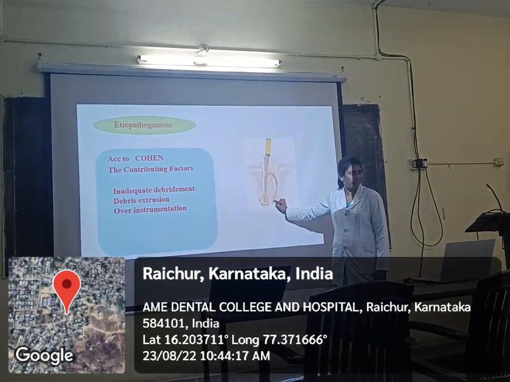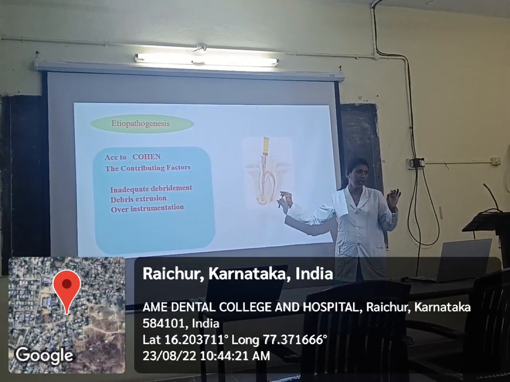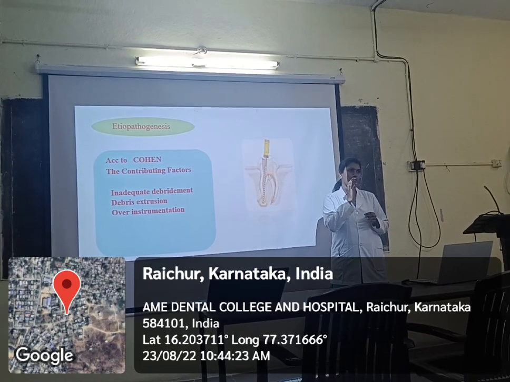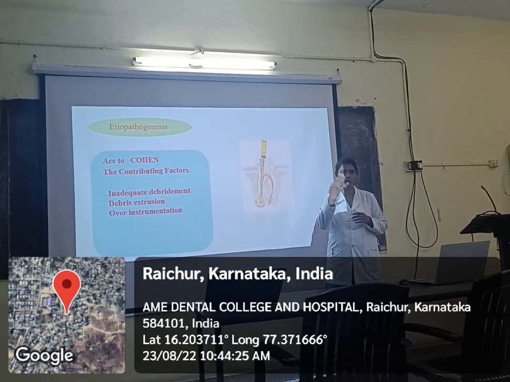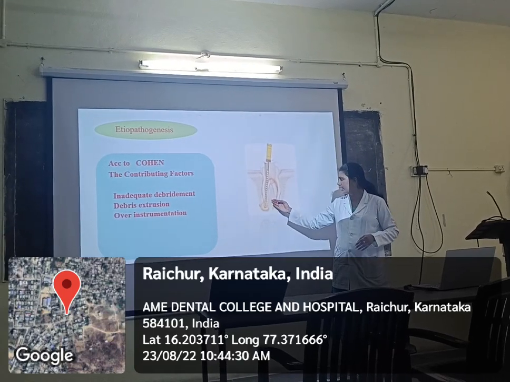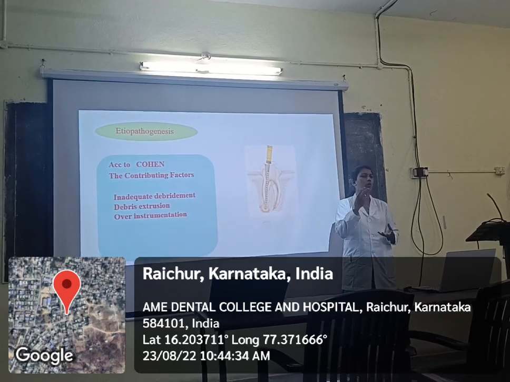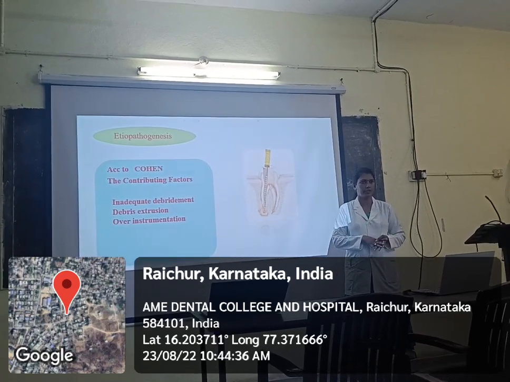We have to stop till the apex. Apical delta is one of the terminology you have to know. Till the apical delta, we usually stop the filing. Filing is cleaning of the delta. If we extrude it, if we break the delta, it easily enters into the periapical region. In such cases, the debris or the irritants, whatever it might be, easily enter into the periapical region.